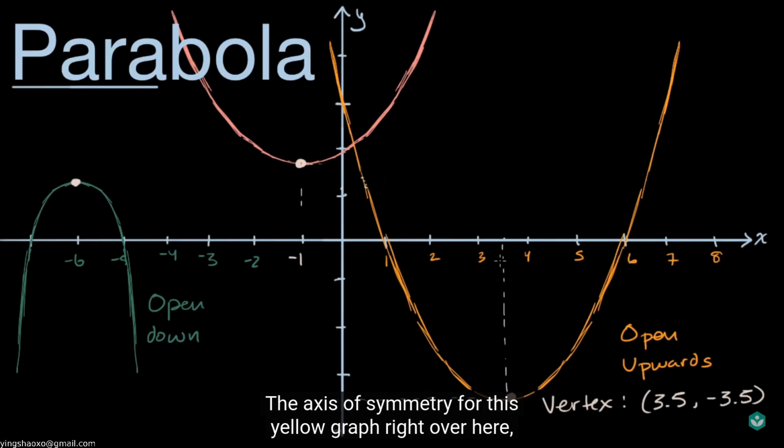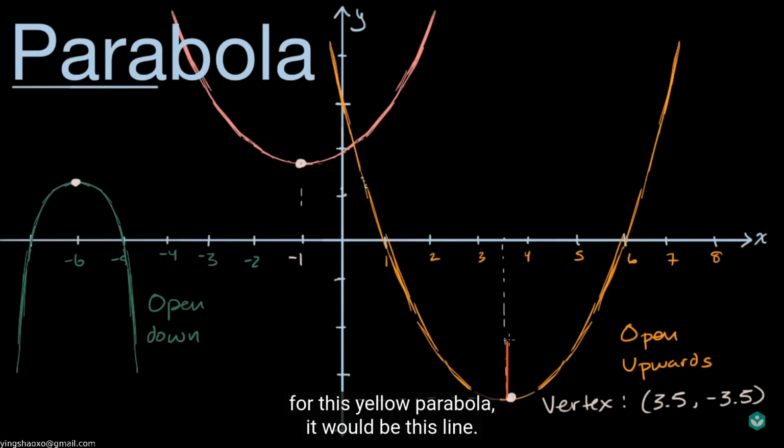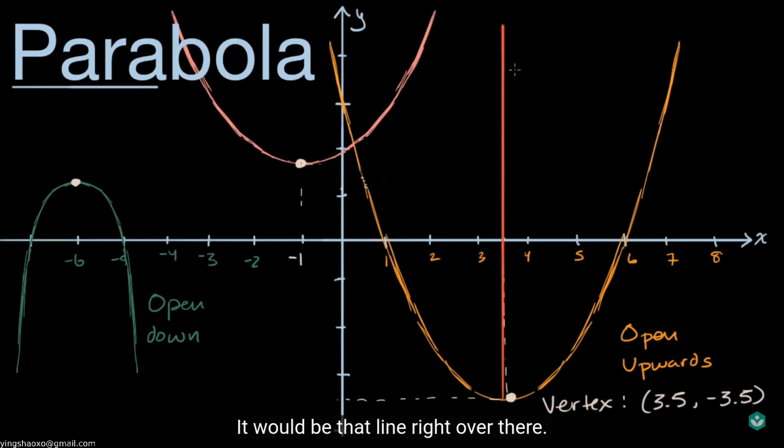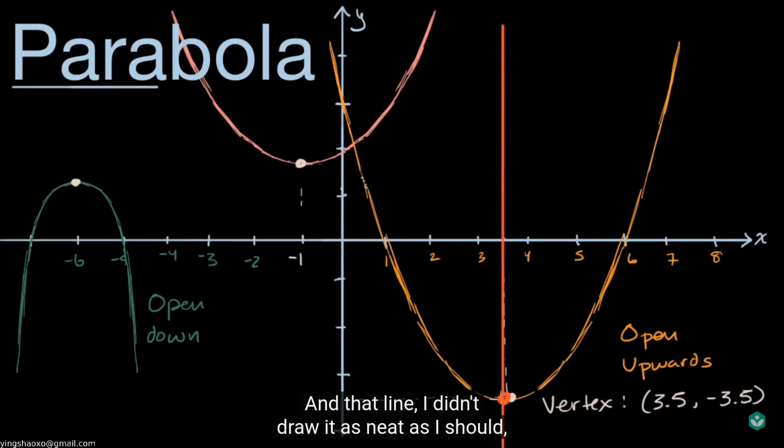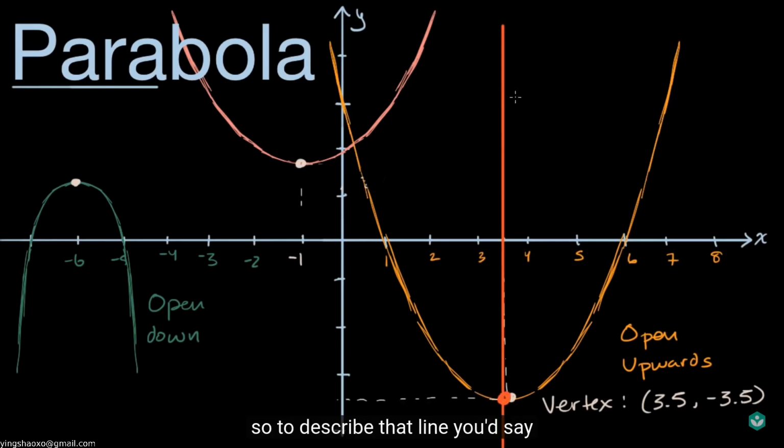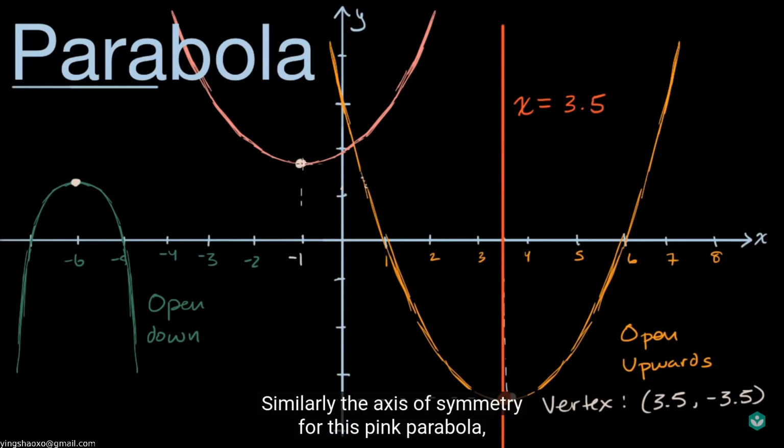And so the axis of symmetry for this yellow parabola right over here would be this line. I'll draw it a little bit better. It would be that line right over there. You could fold the parabola over that line and it would meet itself. And that line, I didn't draw it as neat as I should, should go directly through the vertex. So to describe that line, you would say that line is x is equal to 3.5. Similarly, the axis of symmetry for this pink parabola should go through the line x equals -1.